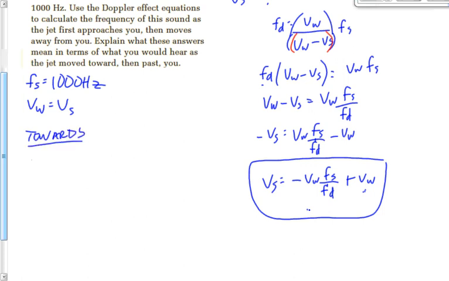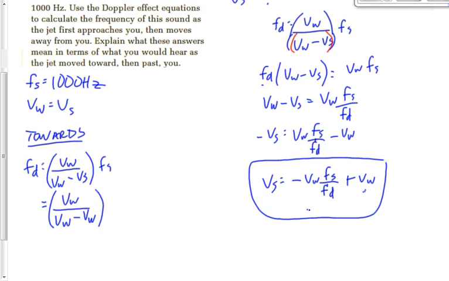Let's say Fd is equal to Vw over Vw minus Vs. Let's plug in what we got here now. Vw, we don't know what Vw is. We don't know what Vs is. Well, you know what? We know Vs is the same as Vw. So let's do that. What's Vw minus Vw? 0. So it becomes whatever Vw is over 0 times 1,000.